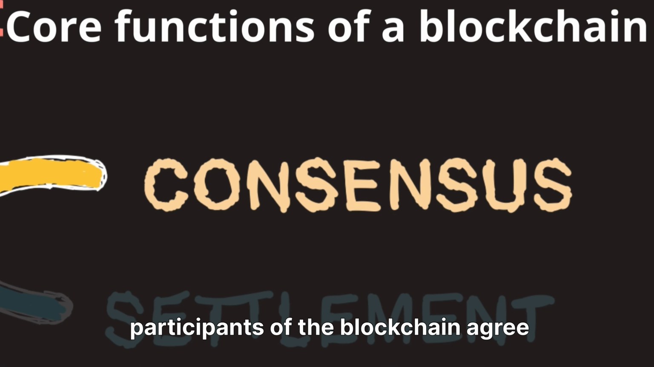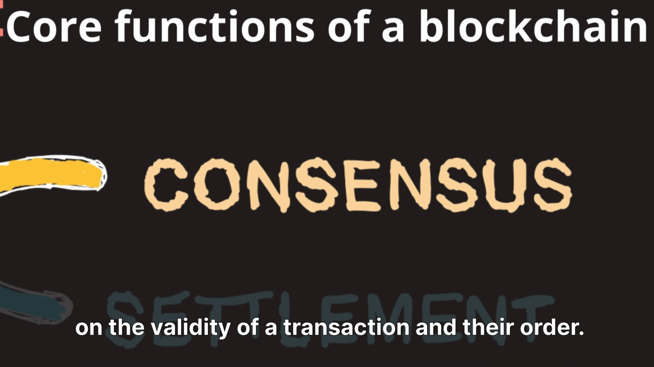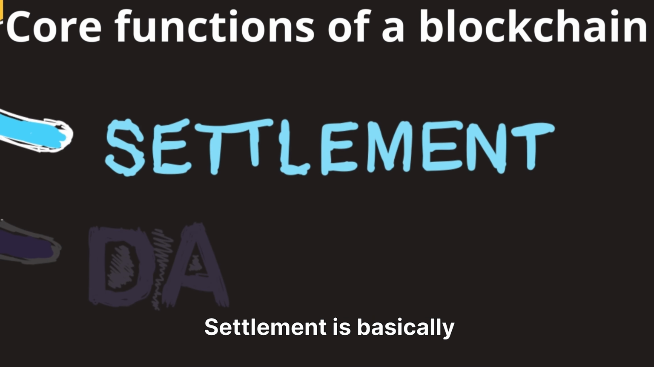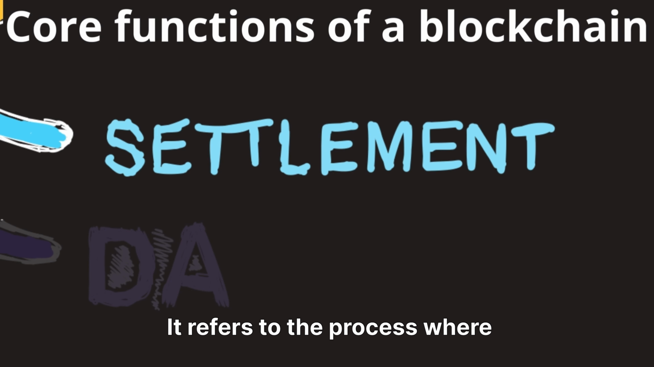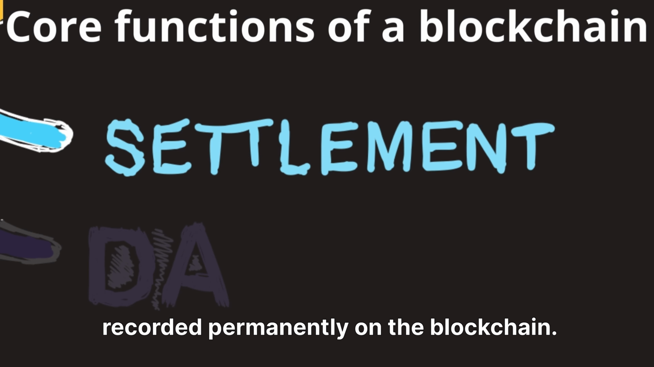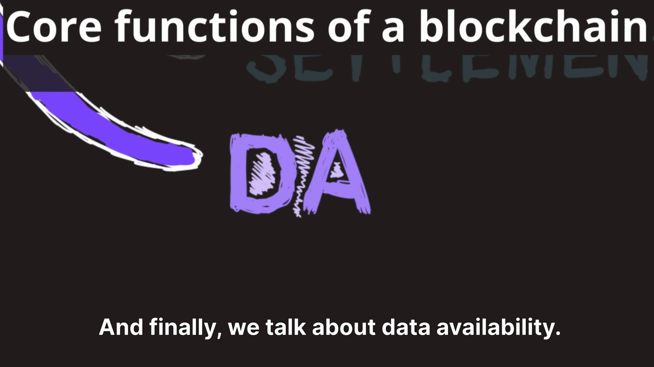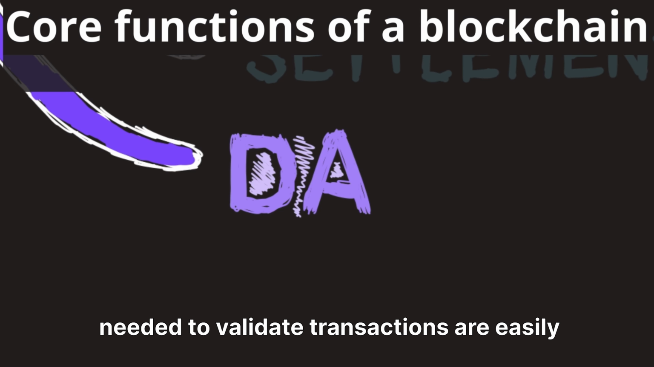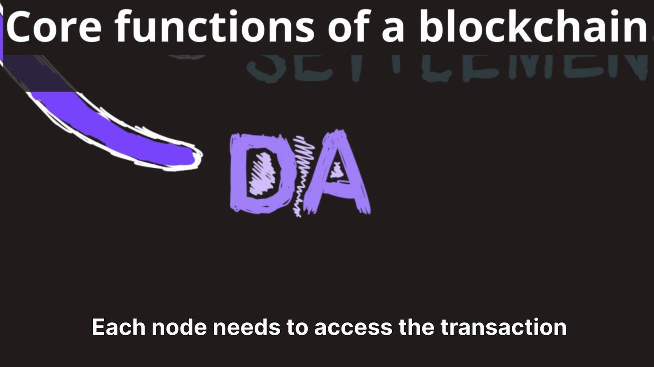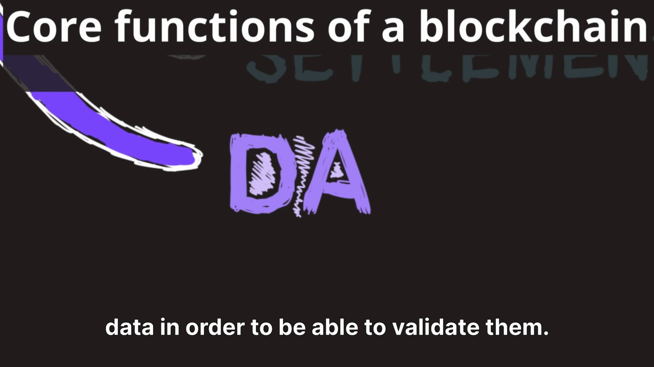Consensus is the way the different participants of the blockchain agree on the validity of a transaction and their order. Settlement is basically the way the block actually lands on chain. It refers to the process where transactions are finalized and recorded permanently on the blockchain. And finally, we talk about data availability. DA guarantees that all the information needed to validate transactions is easily accessible. Each node needs to access the transaction data in order to be able to validate them.